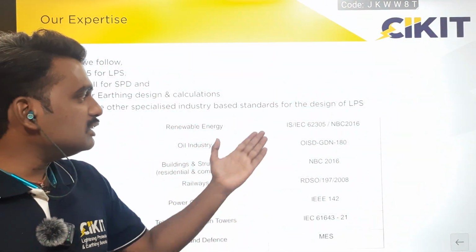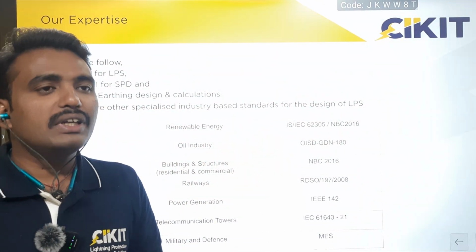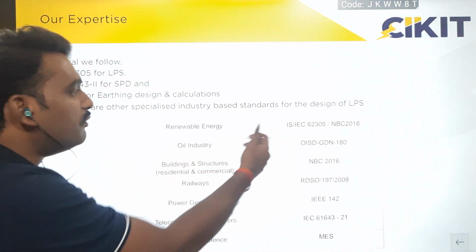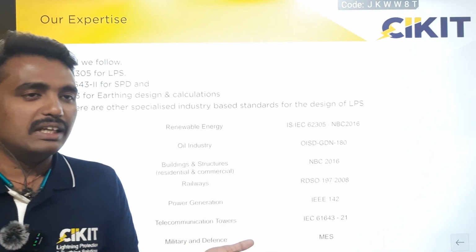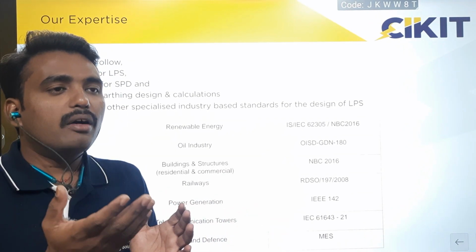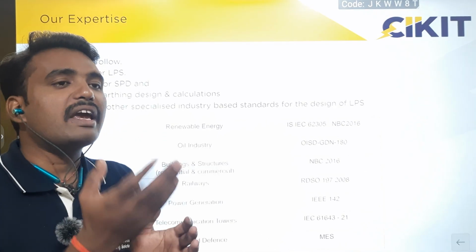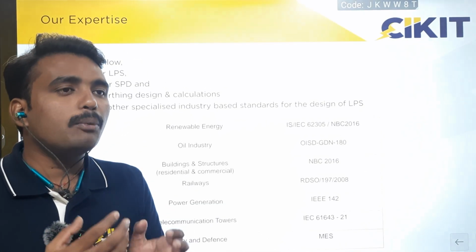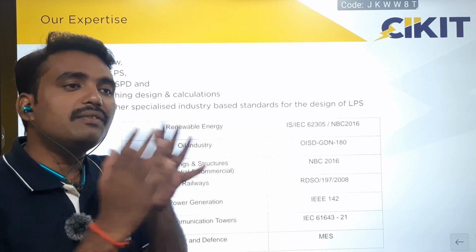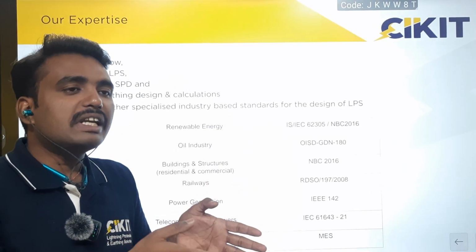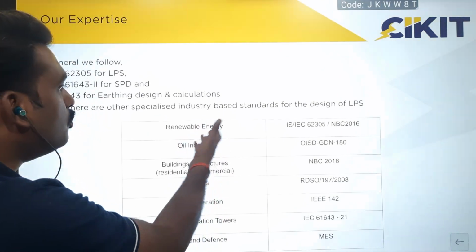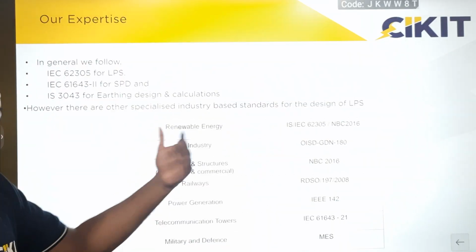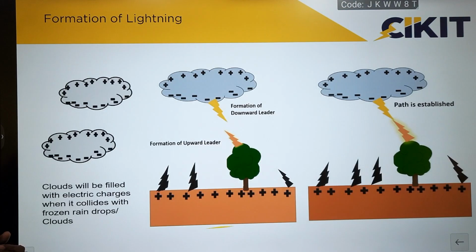As I mentioned, these are the different standards which we refer to for lightning protection and earthing. For the oil industry, we refer to OISD-GDN. Similarly, for high-rise buildings, in addition to 62305, we have to refer to NBC also, which explains the risk associated with lightning protection on high-rise buildings above 60 meters. These are some of the standards which we refer to for lightning protection systems.